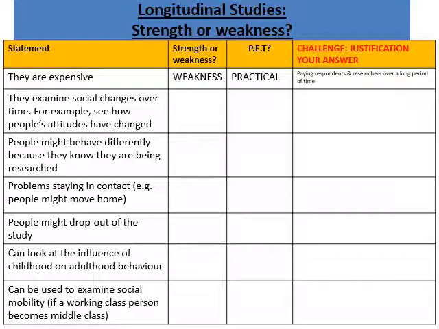So the next six statements, I'm going to ask you to do independently, and you're going to be doing the exact same thing. So you're going to be identifying whether it's a strength or a weakness, telling me whether the strength or weakness you've identified is a practical, ethical, or theoretical factor, and then justifying your answer for me.